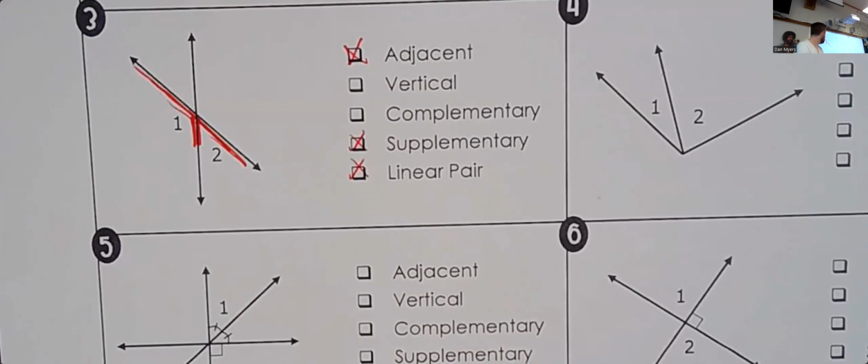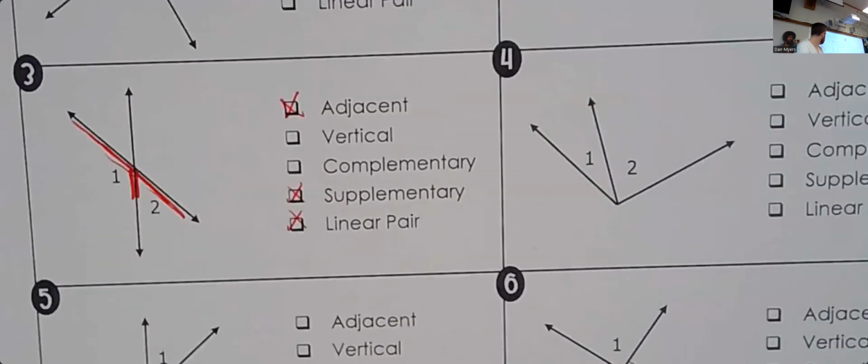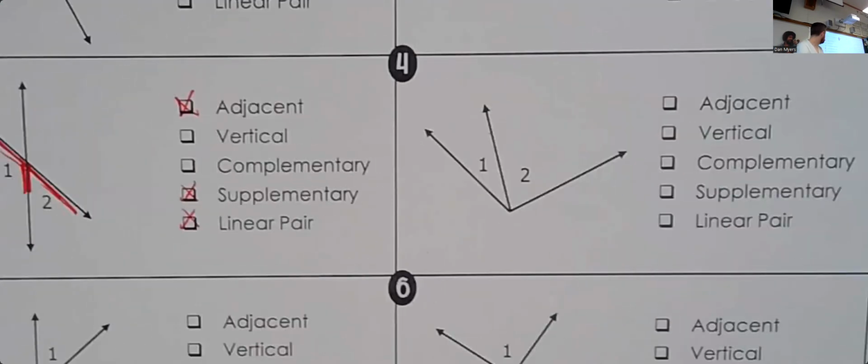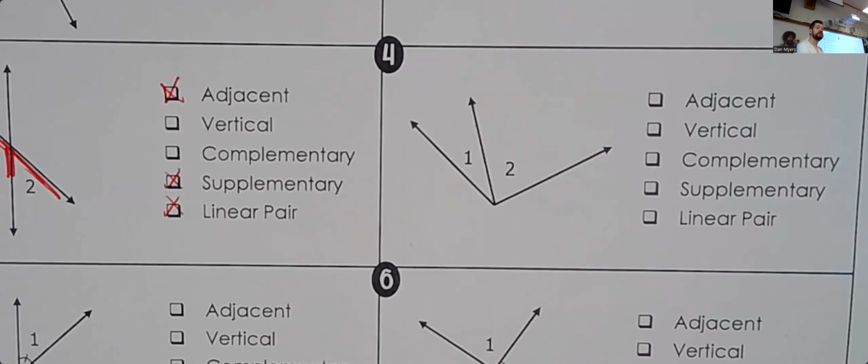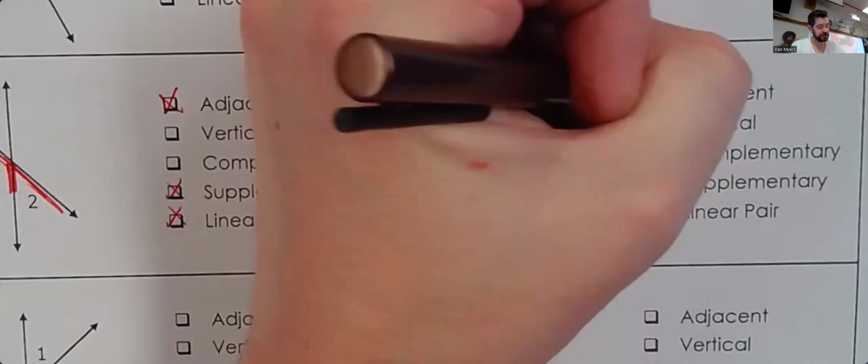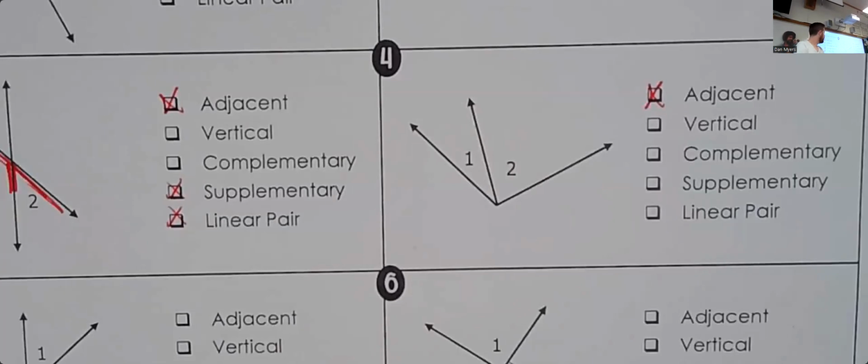All right, let's keep going. Number 4, adjacent. Yep, they are next to each other, which means not vertical. This next one might be a little bit tricky. Are these complementary? Why not, Rob? It doesn't have the square.